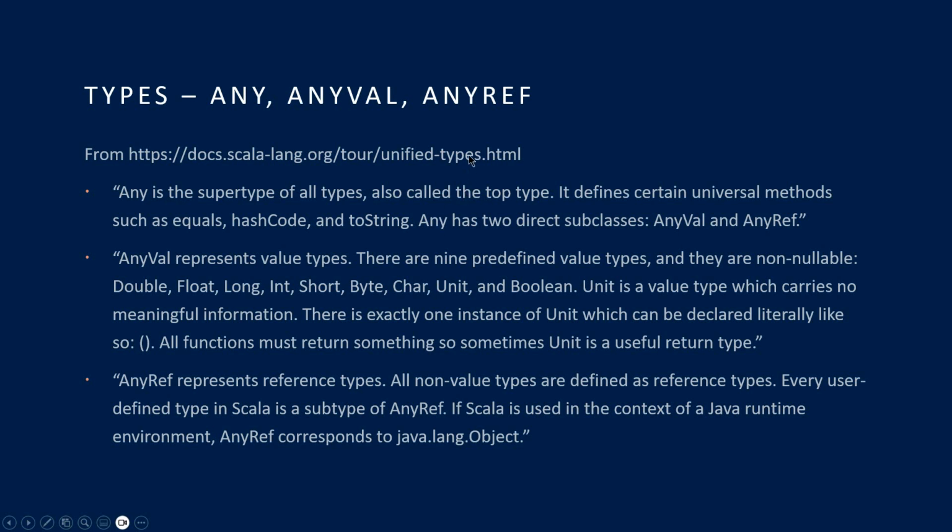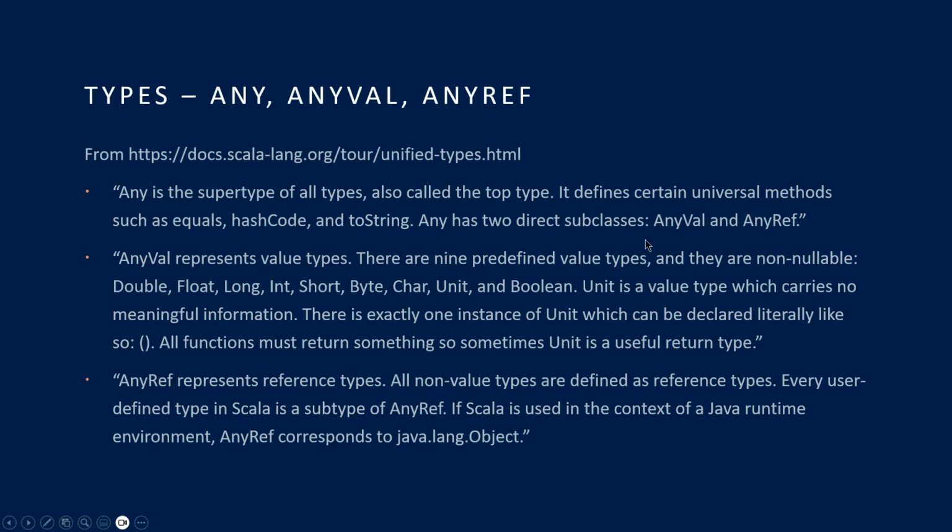If you check this out, I didn't include it here, but there's quite a good diagram that lays this all out. But just descriptively, you have this supertype of Any, which is a supertype of all types, also called the top type. So think of it like a tree, at the very top, expanding down. It defines certain universal methods such as equals, hashCode, toString, and has two direct subclasses, AnyVal and AnyRef.